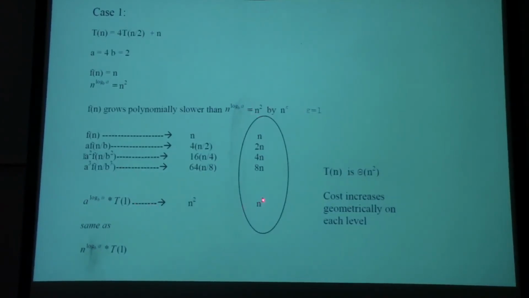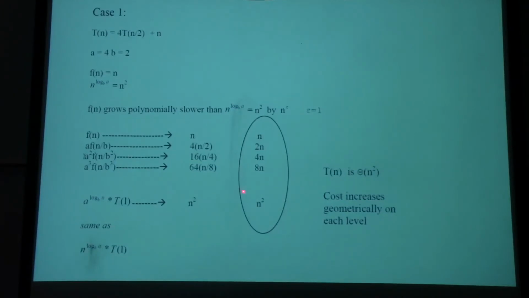Right here, you can see what's going on with the work. The work is increasing exponentially towards the bottom. So the cost is increasing geometrically on each level, and so therefore the complexity is going to be right here, because all these n values are simply part of this geometric one. What's the constant as we go down?